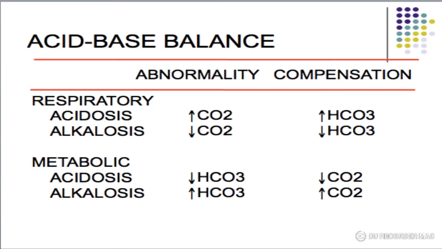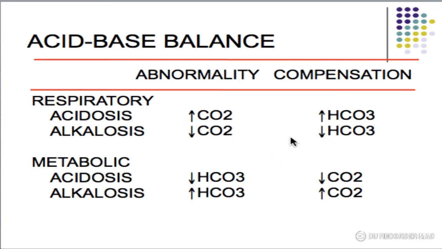So this is the arrow up, arrow down diagram for abnormalities and compensation. For respiratory acidosis, the carbon dioxide is increased, but the bicarbonate is alkalotic, no? For alkalosis, the result of your carbon dioxide will be decreased. Since a decrease in PCO2 is read as alkalosis, there will be a decrease in bicarbonate. There will be an acidosis.